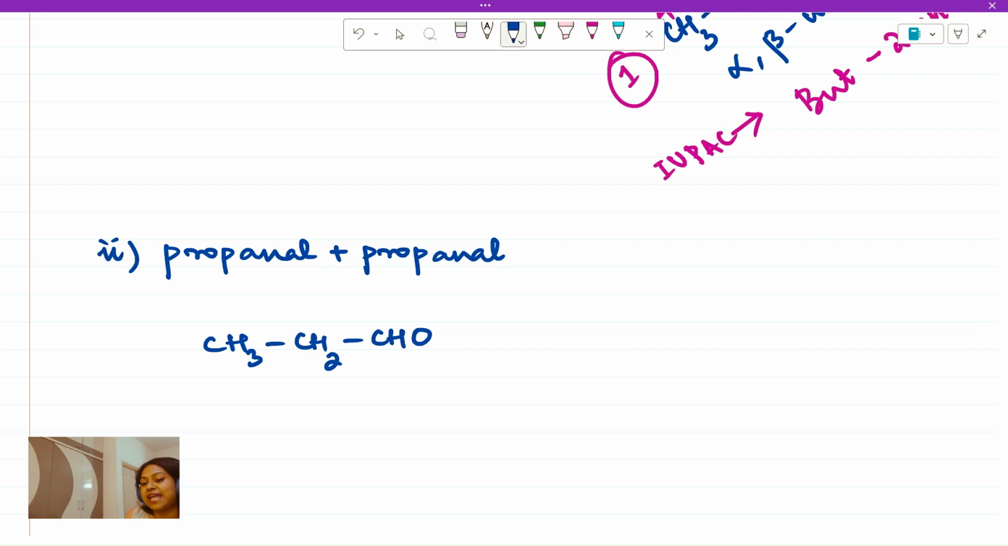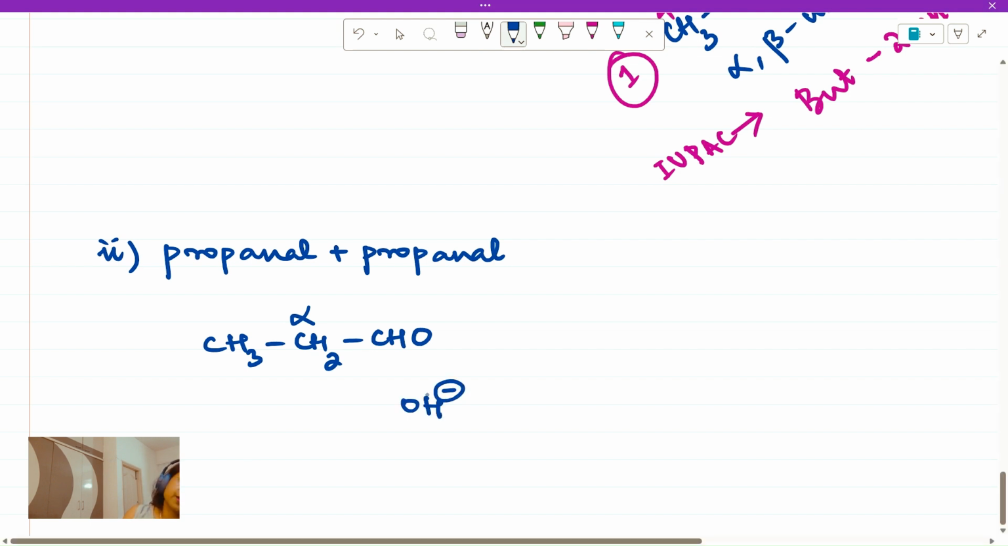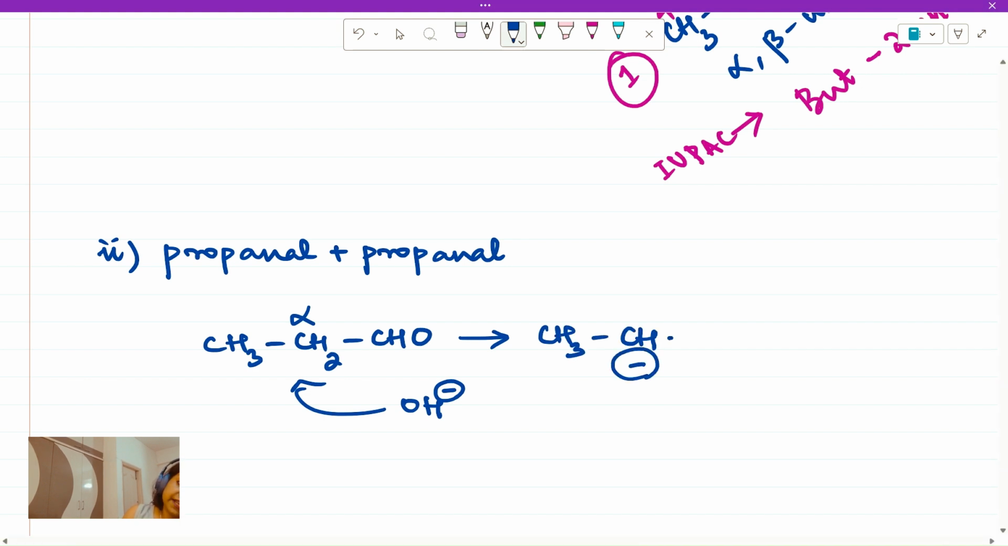One of the alpha hydrogens has to be lost first to get a carbanion. कौन सा alpha hydrogen? This alpha hydrogen. So when OH minus takes this hydrogen, what do you get? CH3, CH minus here, and then CHO, right?